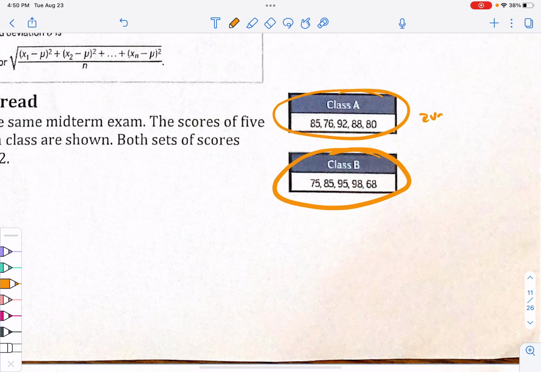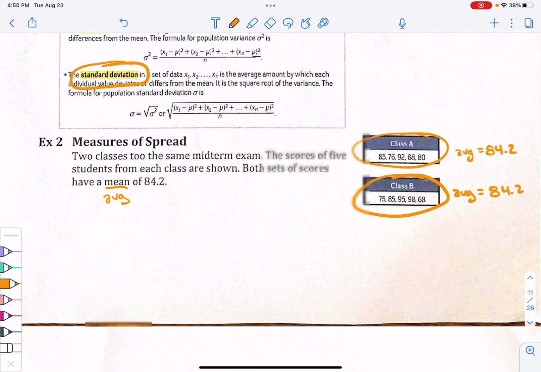So the average here is 84.2, and the average here is 84.2, okay? So it looks like these classes are basically the same. They're both averaging out to be about the same. But what we want to look at instead of the average, because it looks like they're the same, is something called the standard deviation, okay? The standard deviation.